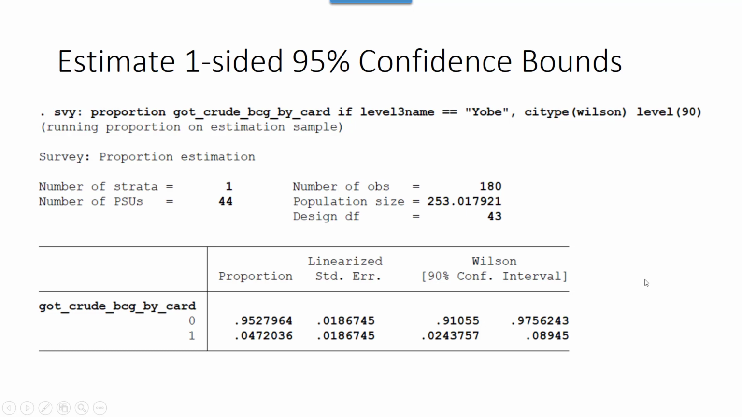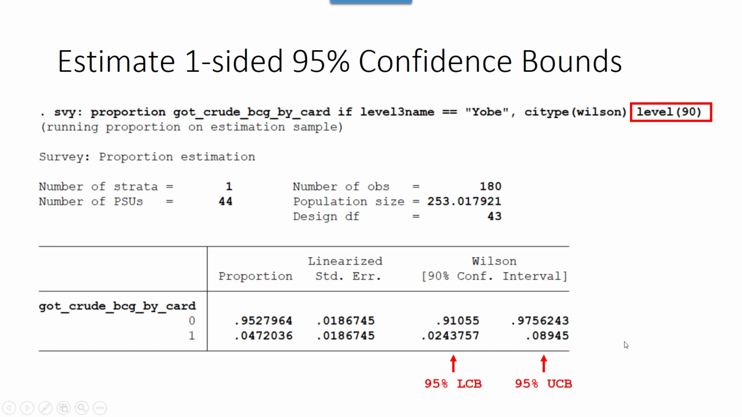Now, what if we wanted to calculate some one-sided 95% confidence bounds? Well, to calculate one-sided 95% bounds, we calculate a two-sided 90% interval. And so we add this option to the syntax here. The syntax is all the same up front here. We're going to do a Wilson interval, but we're going to do a 90% interval instead of 95. And so now this number is the 95% lower confidence bound, and this number is the upper bound.